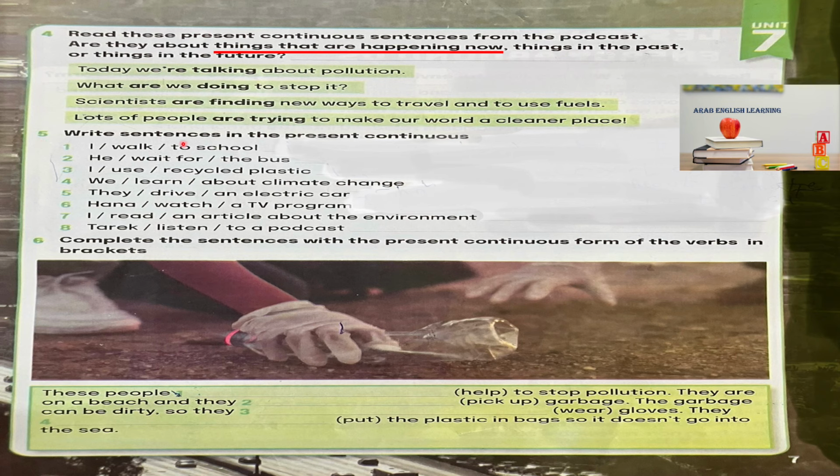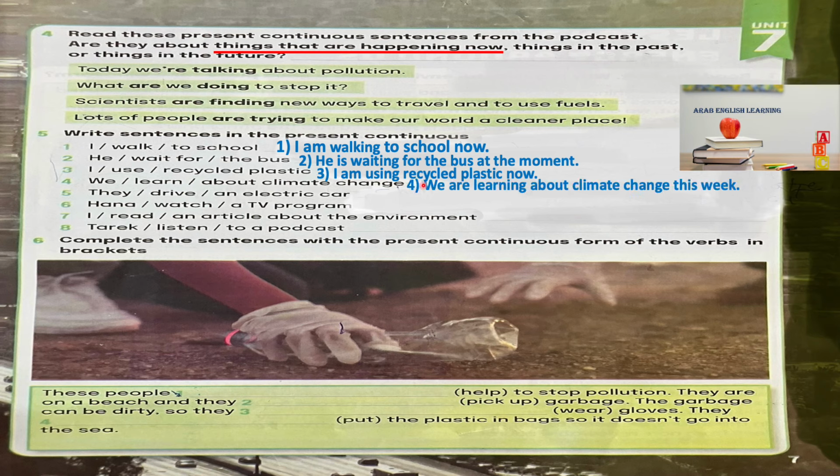Exercise 5. Write sentences in the present continuous. Let's put these sentences in the correct form of present continuous. 1. I'm walking to school now. 2. He's waiting for the bus at the moment. 3. I'm using recycled plastic now. 4. We are learning about climate change this week. 5. Look, they are driving an electric car.